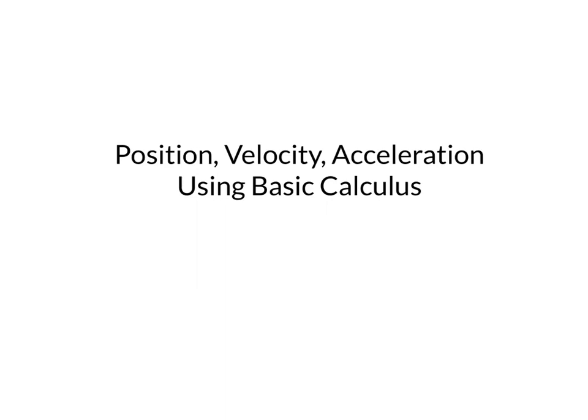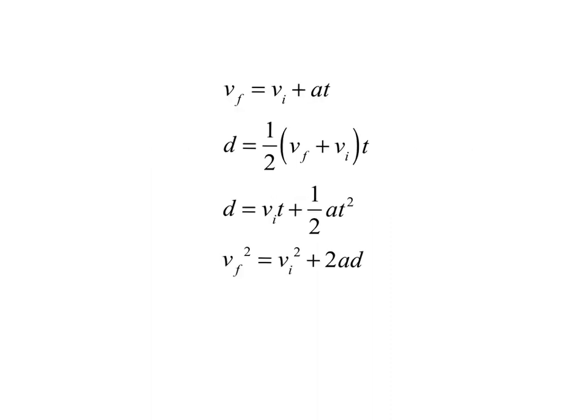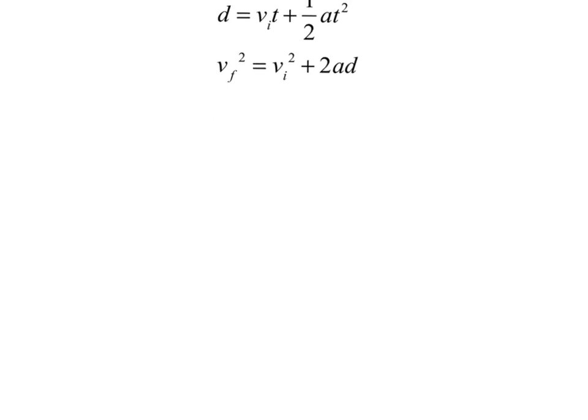Today we're going to look at finding position, velocity, and acceleration of a function using just basic calculus principles. So in physics, you have what is known as the kinematic equations, which is the study of motion, and you have formulas such as what you see on the page right here. However, at the basic level of calculus, you only have one way of going from position to velocity to acceleration.